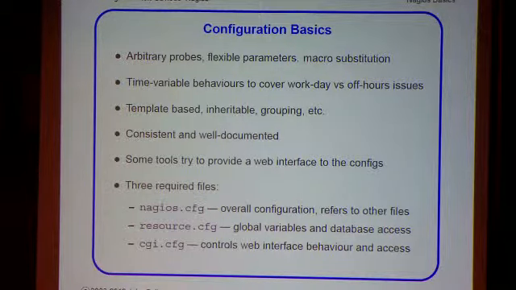The other of the three main files is the CGI config file, and it controls the web interface behavior, who can access what, and things like that. And one of the things that the Nagios documentation says, and it's said this for years, says the optional web interface.